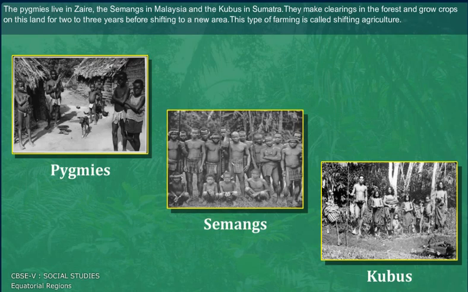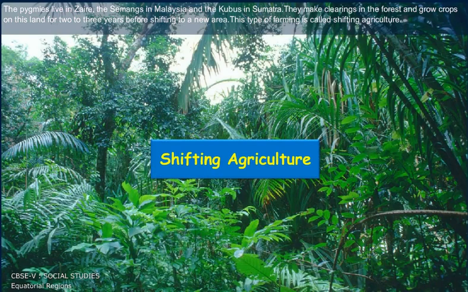They make clearings in the forest and grow crops on this land for 2 to 3 years before shifting to a new area. This type of farming is called shifting agriculture.